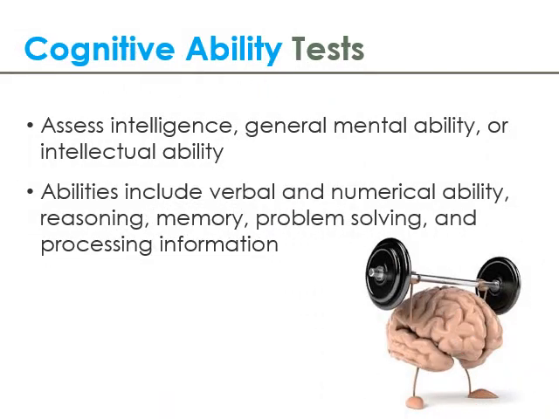The second type of testing is something called a cognitive ability test. We used to call these intelligence tests because they do assess the intelligence, the general mental ability, or the intellectual ability of the person taking the test at the time that they're taking it. Abilities include things like verbal and numerical ability, your ability to reason, your memory, to be able to recall things, problem solving, and processing information. Can you think of a type of job or position where a cognitive abilities test might be given as a measure of pre-employment?